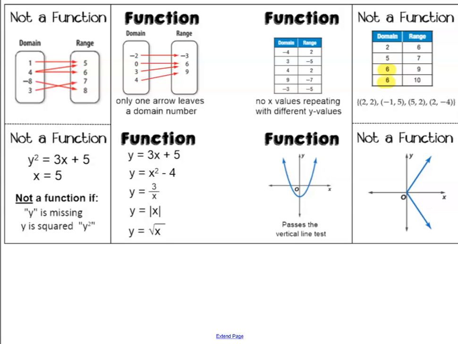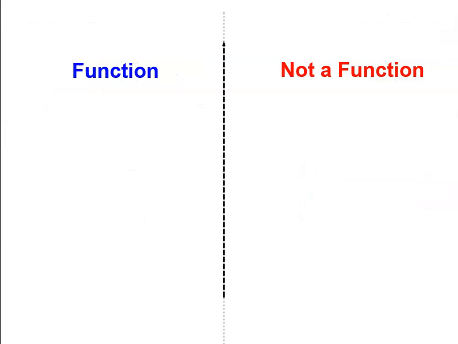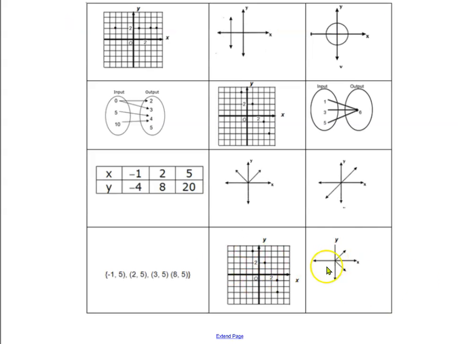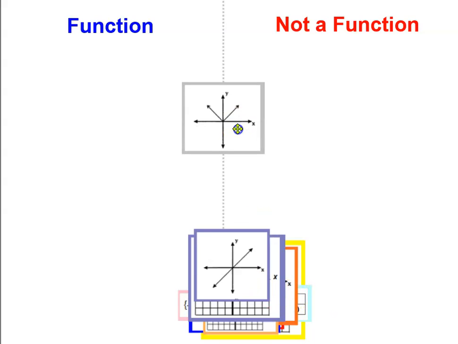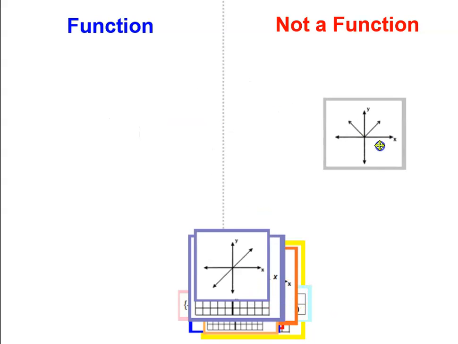I'm going to ask you to do some sorting on your own. I'm going to give you a Google slide that has the word function written on the left and not a function written on the right. I'm going to ask you to take these 12 pieces here and drag them into their appropriate columns. Function or not a function.